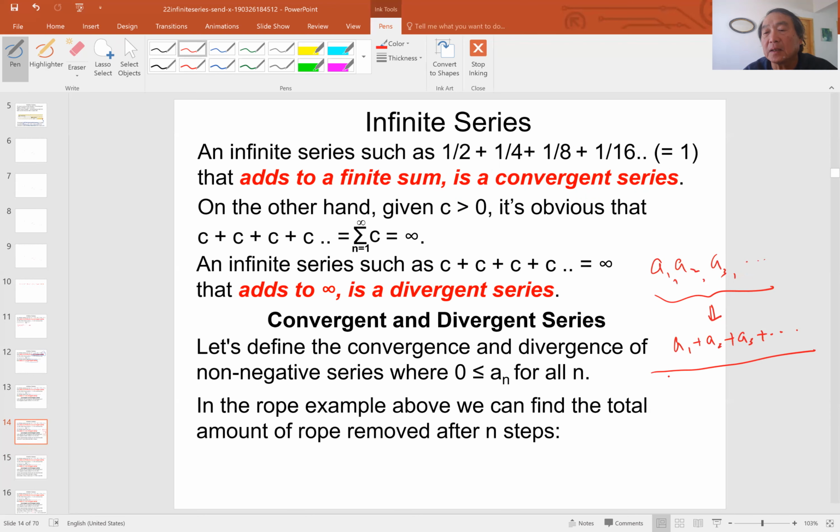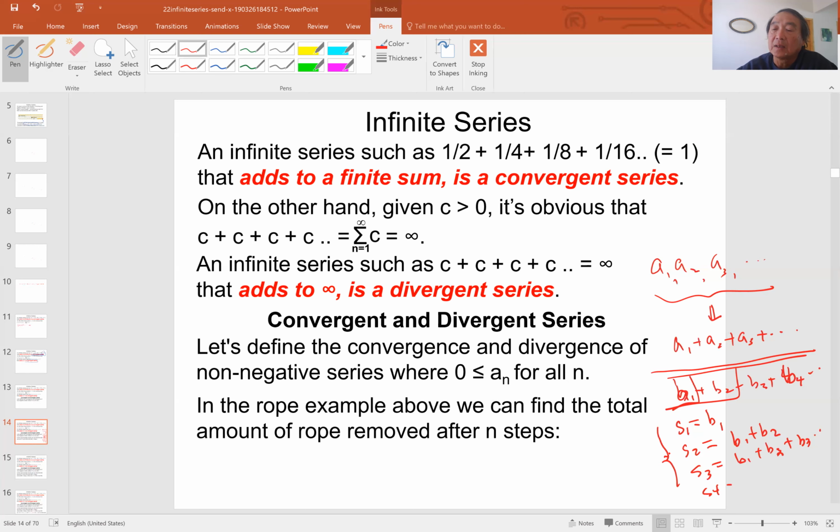On the other hand, every series, B1 plus B2 plus B3, is also associated with a sequence, its partial sums. The first term is the sum of the first entry, the second term is the sum of the first two entries, and then the sum of the first three entries, which we call the partial sum S3, and so on. Why do we talk about the sequence of partial sums? That's how we define whether a series converges or diverges.